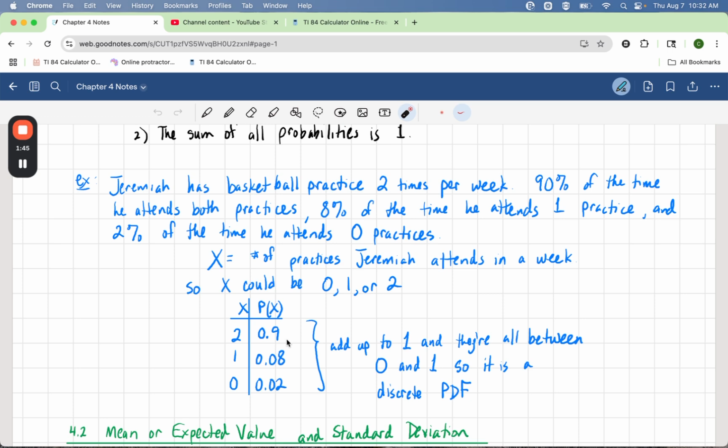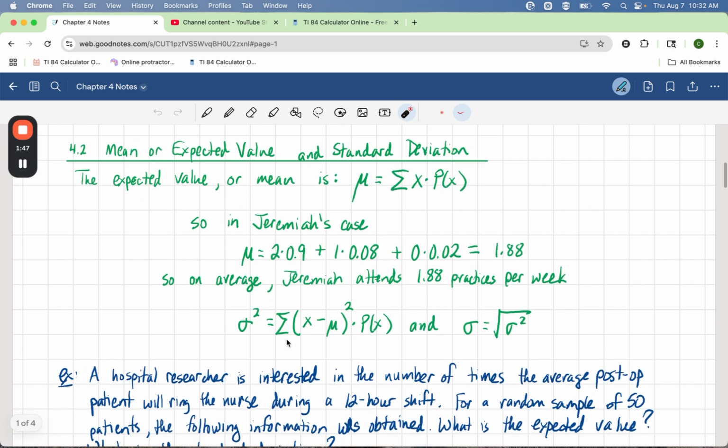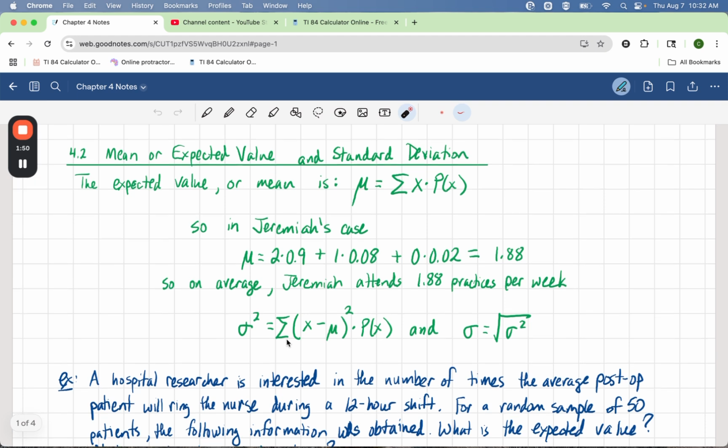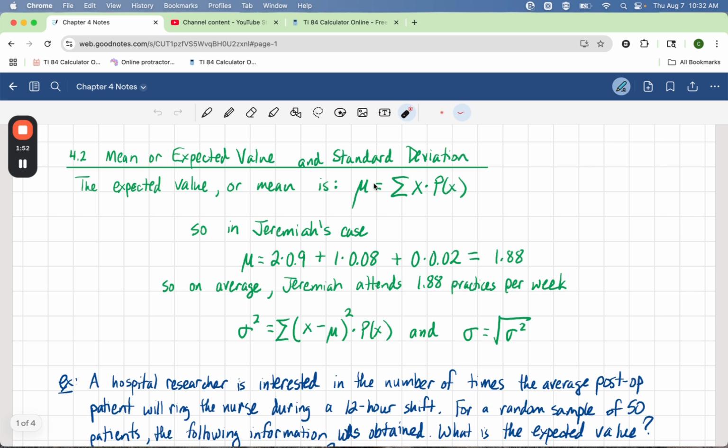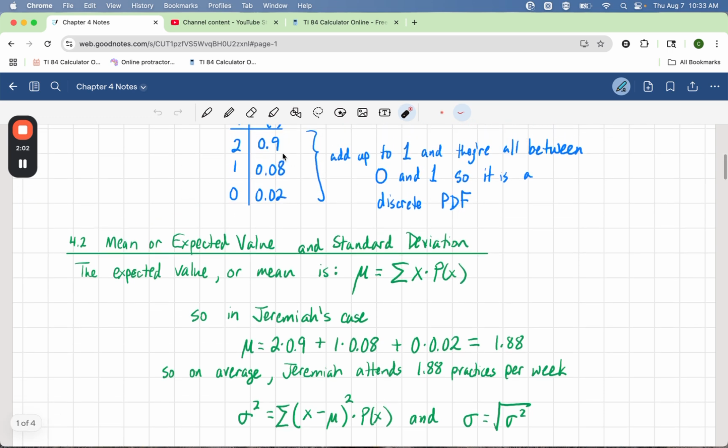All right? The mean, or expected value, and standard deviation. So the expected value is we add up, that's what this letter means, the Greek letter sigma, that means add up x times p of x. So we look at our table here, and we do 2 times 0.9 plus 1 times 0.08 plus 0 times 0.02. And that's what I did right here. So Jeremiah is expected to attend, on average, 1.88 practices per week.